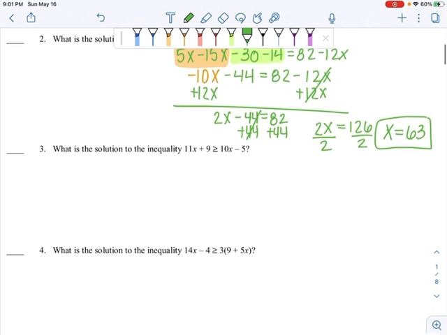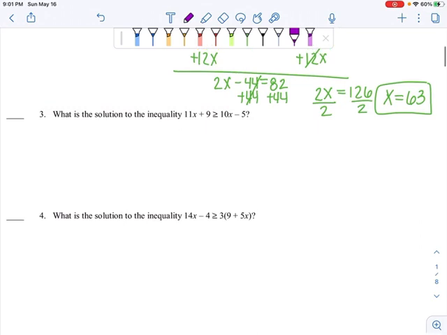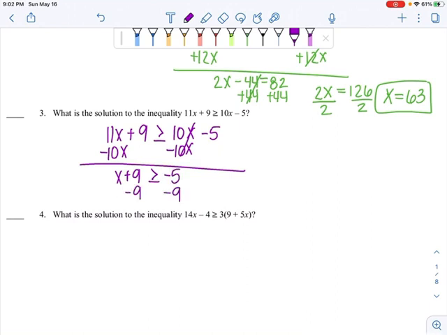Okay, for number 3, what is the solution to the inequality 11x plus 9 is greater than or equal to 10x minus 5? Okay, so I'm just going to go ahead and rewrite this. So same thing, we just have to move the corresponding terms to their corresponding sides. So I'm going to subtract 10x here. That's going to give me x plus 9 is greater than or equal to negative 5. I can go ahead and subtract 9. And that's going to give me x is greater than or equal to negative 14.